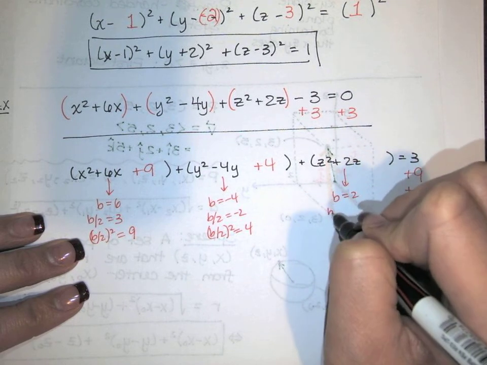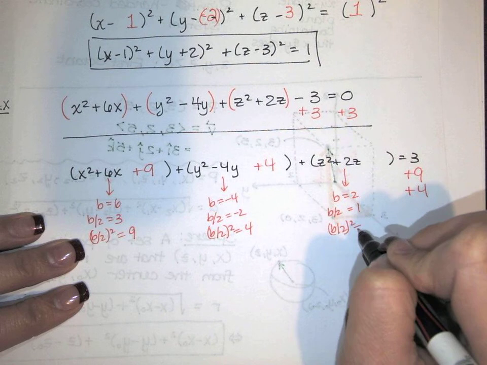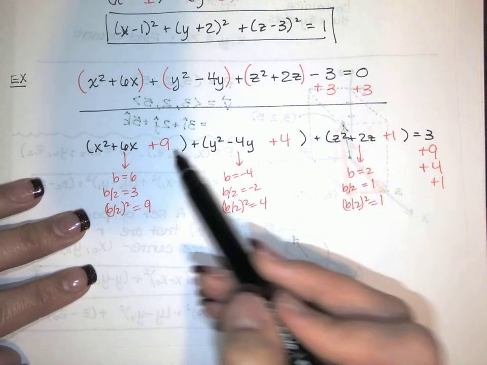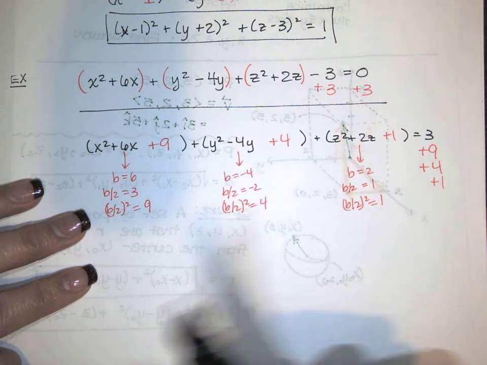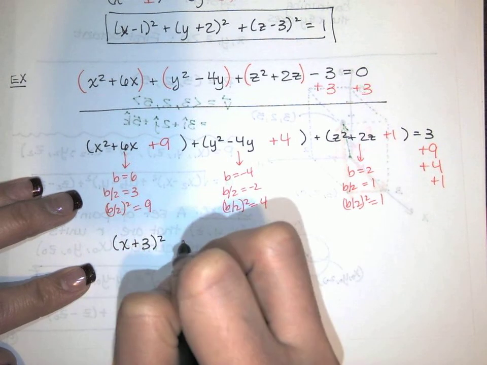Identify your b. Half of b is 1. 1 squared is 1. Add 1 to both sides. All right, so now I got a perfect square, and a perfect square, and some arithmetic to do on the right-hand side. When you factor, you get that.